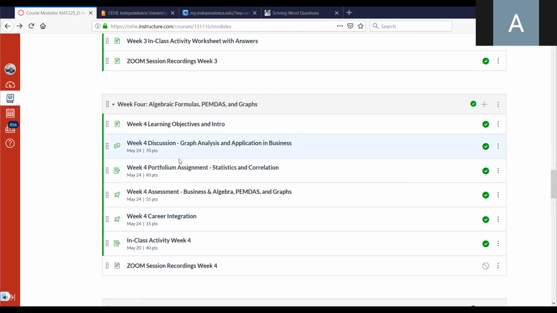The assessment here this week, remember, this week's assessment also includes the career integration thing. We will do an in-class activity on Wednesday. But what I would like to do today is talk about another issue in mathematics, which is the word problem.